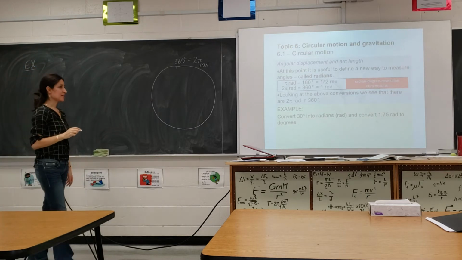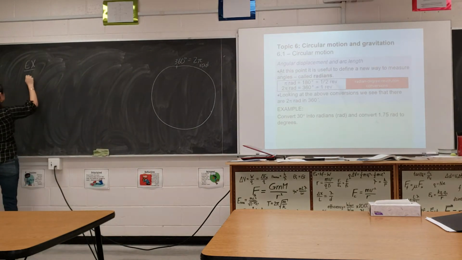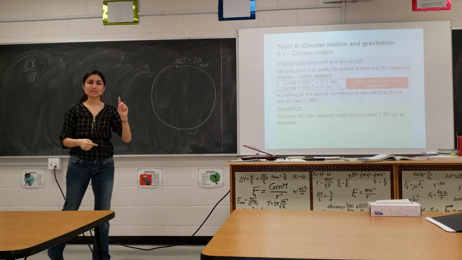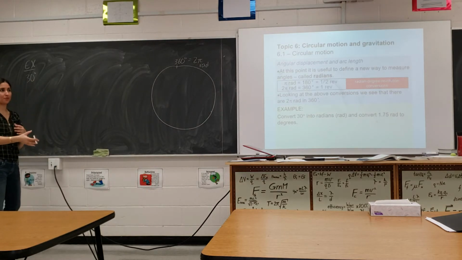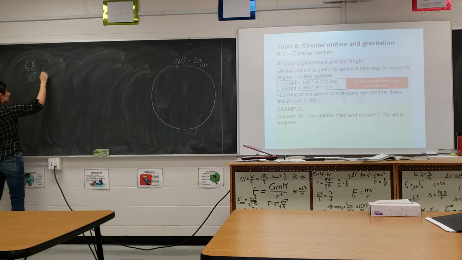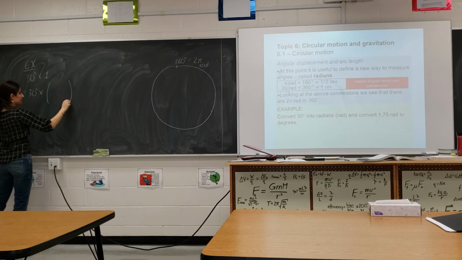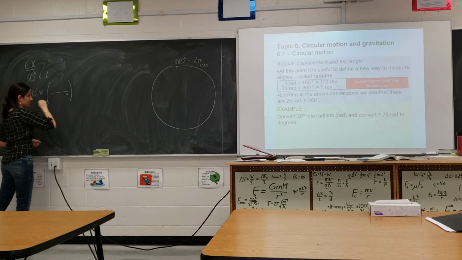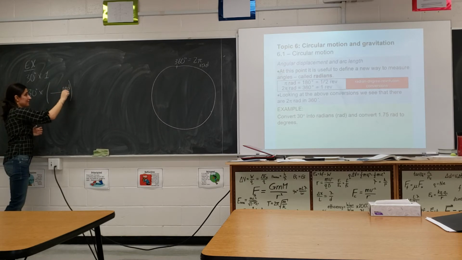Convert 30 degrees into radians and convert 1.75 radians to degrees. Anytime you want to convert units, as I keep saying, you multiply by 1. You replace the 1 with an empty fraction and you choose the top and bottom carefully so that you can make the appropriate cancellations. So 30 degrees times 1. I replace my 1 with an empty fraction. I'm trying to get rid of degrees, so I'm going to put degrees on the bottom. I'm trying to get radians, so I put radians on top.